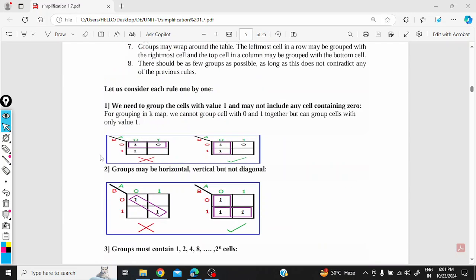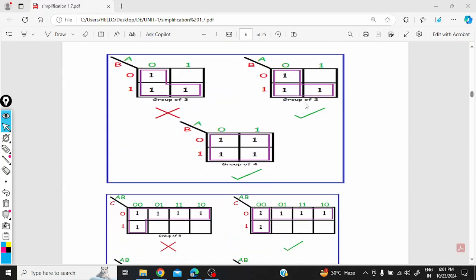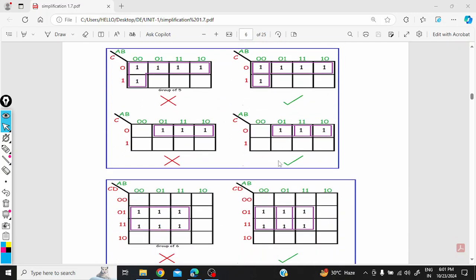Now if you can see, I cannot group 1 and 0. I can group only ones. I cannot group diagonally. I can group only horizontally or vertically. Now this grouping is done. I cannot group this L-shaped thing, but I can group these four ones. So these are some of the groupings of cells.